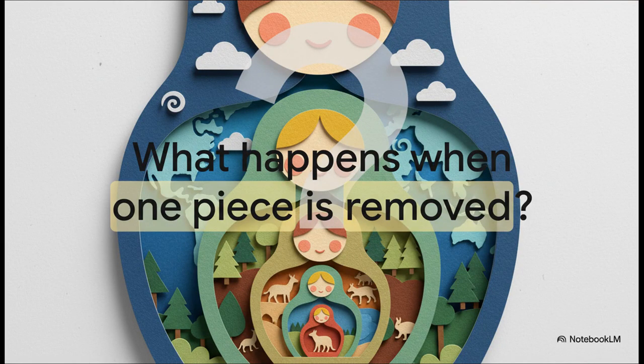So here's the really big takeaway. If every single level is so tightly connected, nested inside the next, what does it actually mean for the whole system when just one piece, one population, or one little part of an ecosystem is damaged or removed completely? That's the question we all have to think about.